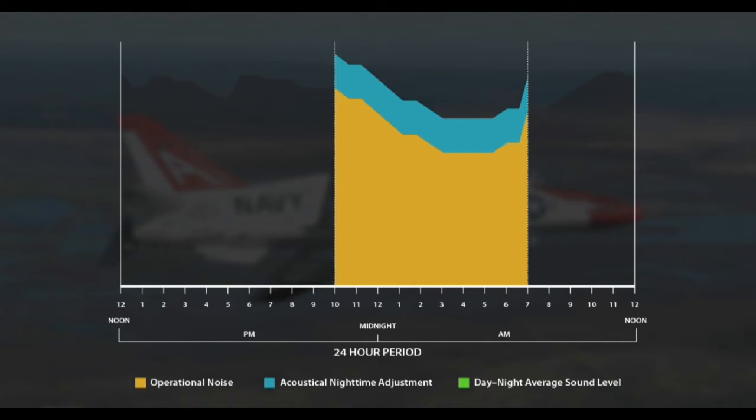occur between 10 o'clock p.m. and 7 o'clock a.m. This acoustical nighttime adjustment accounts for the added intrusiveness of noise that occurs during normal sleeping hours, both because of the increased sensitivity to noise during this time and because background sound levels are typically lower.